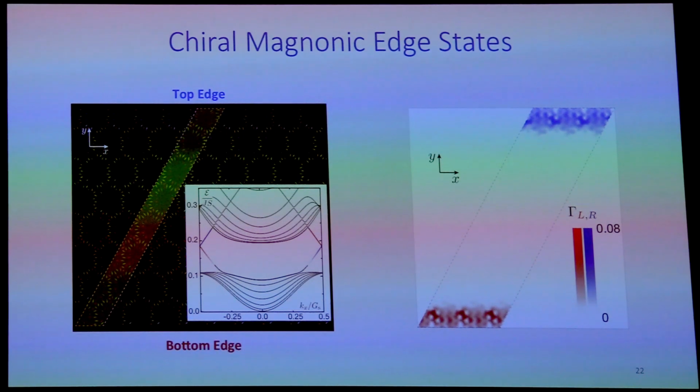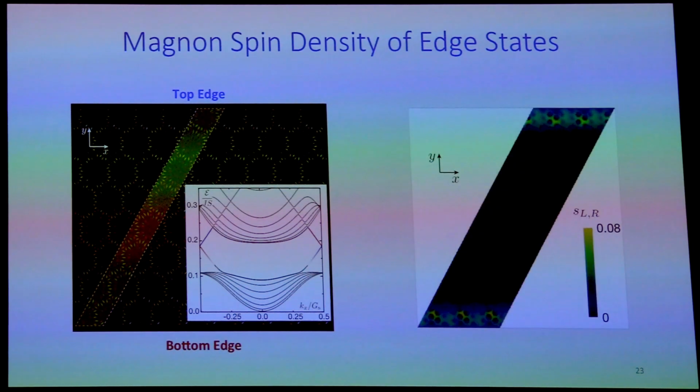Why 2? Because we use an infinitely long strip, we are going to have one at the top and one at the bottom. But if we had a finite size system, these two would merge into a single one that would be propagating clockwise along the boundary of the system. And as promised, here I'm showing the magnon spin density. It's indeed localized at the edges, which supports the idea that these are unidirectional channels, robust unidirectional channels for magnon spin currents.